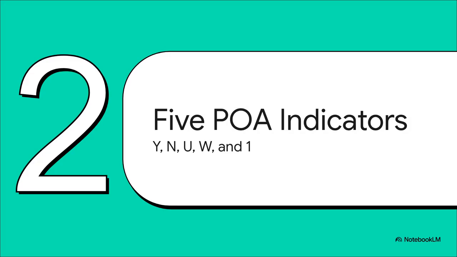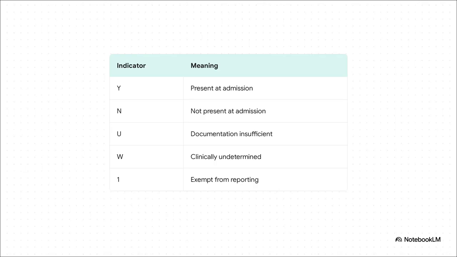Moving right along to Section 2, let's break down the 5 POA indicators. These are the exact alphanumeric flags you have to report on your institutional claims, so definitely feel free to snap a screenshot of this as a quick daily study guide. We've got Y for yes, it was present. N for no, it wasn't, meaning it developed during the stay. We'll talk about why that's a massive deal in just a second.